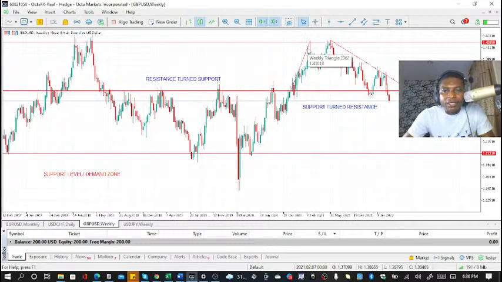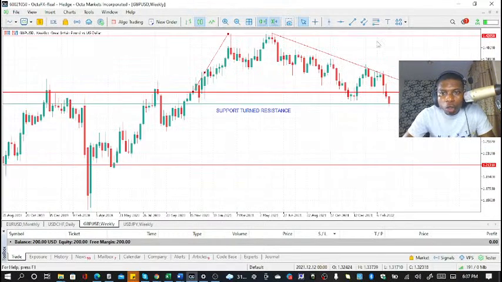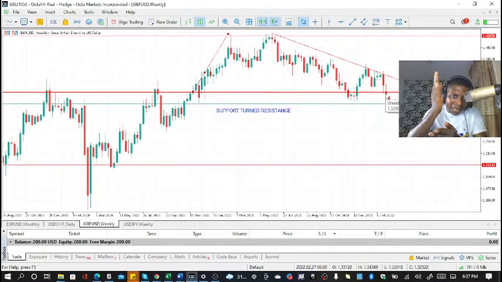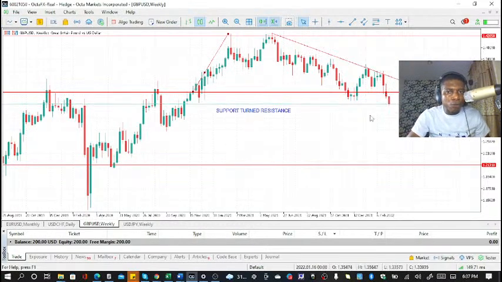So here is a descending triangle, right, at a support level. Now the support level has been broken and the last candle closed outside the support level, right? Now the gate has been breached. The bears can now enter with full force, and that's what we are seeing happening this week.